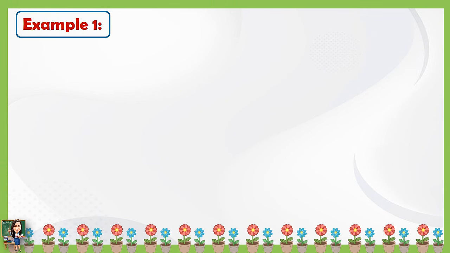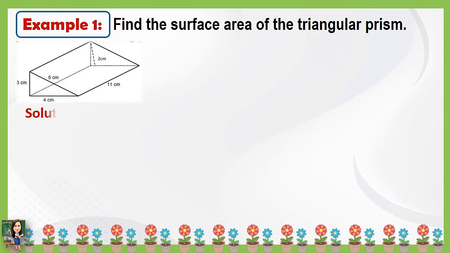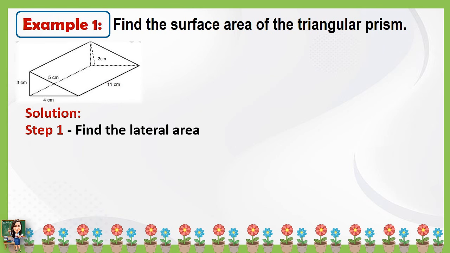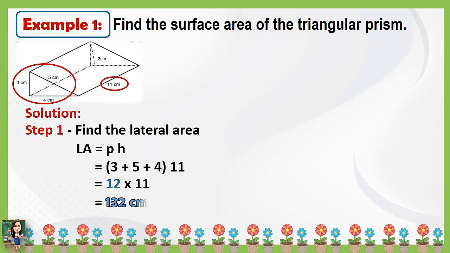Let's study example number 1. Find the surface area of the triangular prism. Here is the solution. Step 1. Find the lateral area. The formula is lateral area equals perimeter times height. The perimeter of the triangular prism is 3 cm plus 5 cm plus 4 cm multiplied by the height, which is 11 cm. So 3 plus 5 plus 4 equals 12, times 11 equals 132 square centimeters.